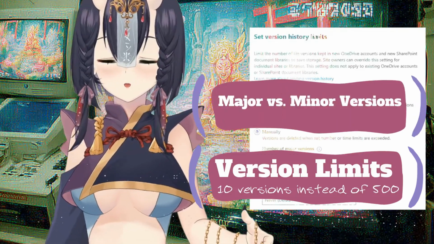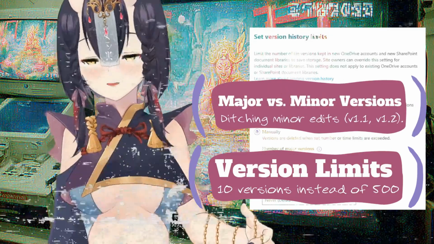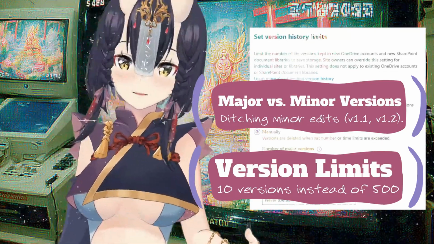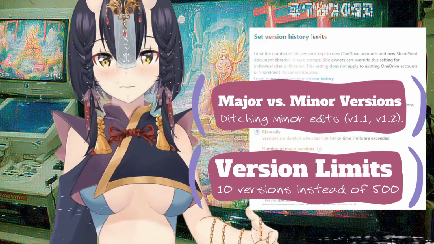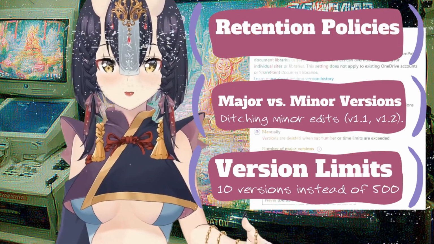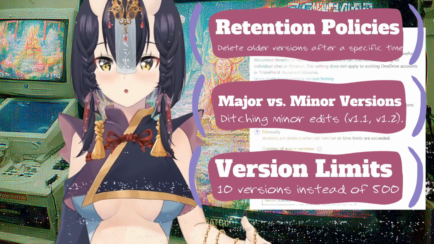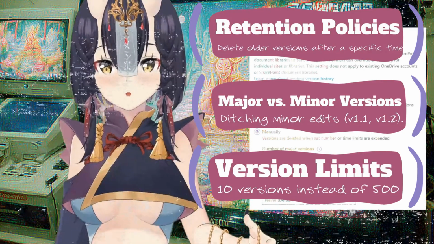Major versus minor versions: you can keep only major versions, like v1.0, v2.0, while ditching minor edits, v1.1, v1.2. Retention policies: automatically delete older versions after a specific time, like 6 months.